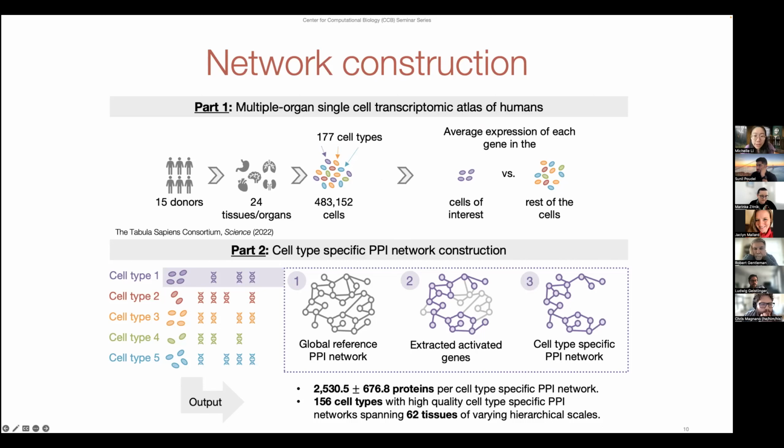In short, activated means that these genes have a higher average expression in the cells of interest compared to the rest of the cells in a data set. And from these lists of genes, I take the global reference interaction network, extract the proteins that correspond to the activated genes, and take the largest connected component. As a result, each cell type has around 2,500 proteins on average. And so we have 156 cell type interaction networks that span 62 tissues of varying hierarchical scales.